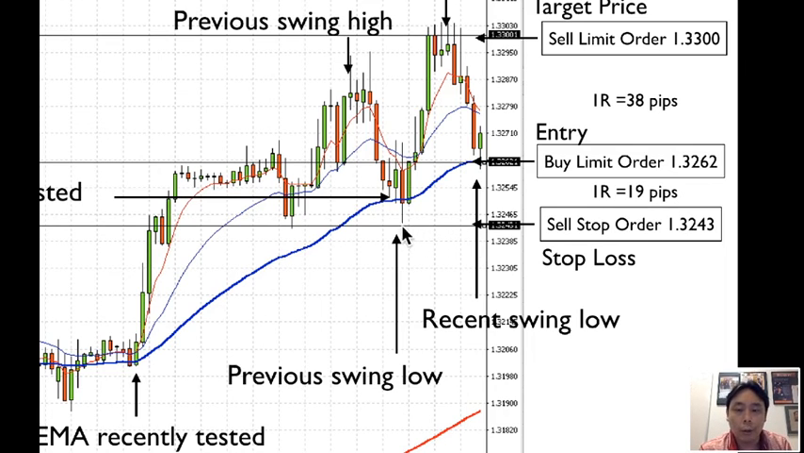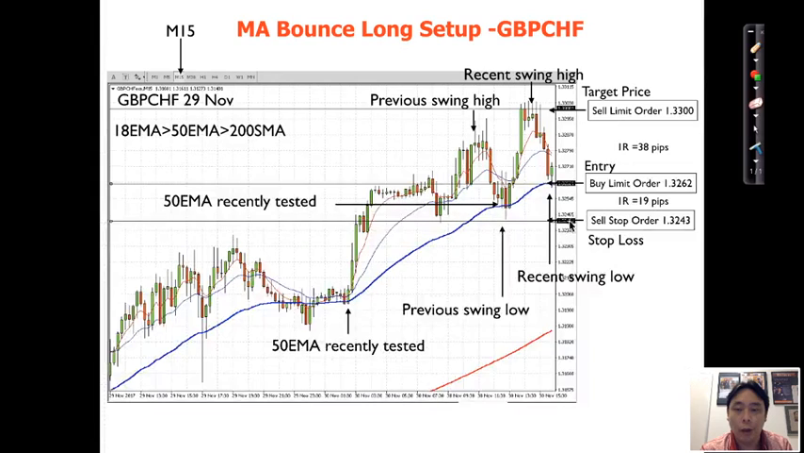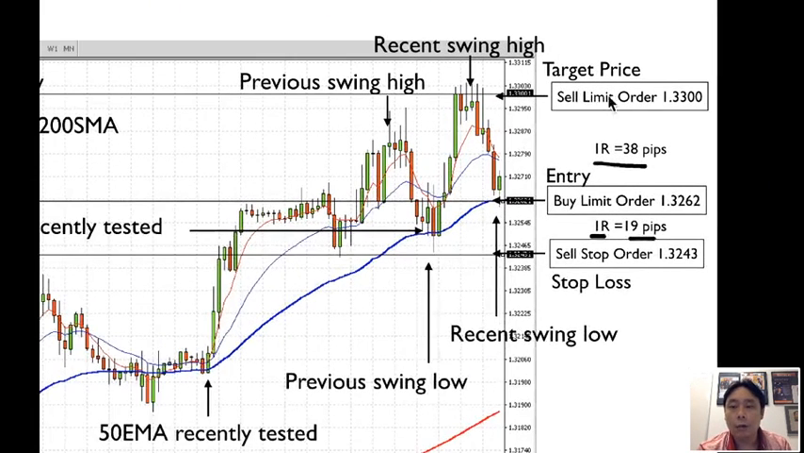So this stop loss is 3243. 3262 minus 19 is 3243. So my 1R distance in this case is 19 pips. What's my 2R? My profit target must be double my risk, right? So 19 times 2 is 38. I place my target price 38 pips above my entry price, which is 3262 plus 38, I get 3300.